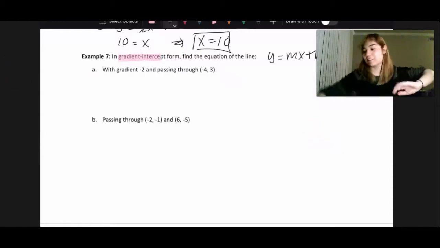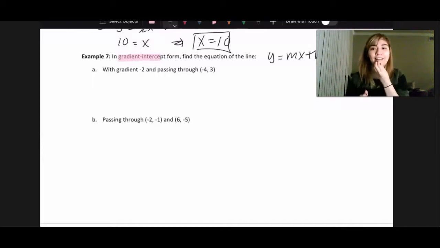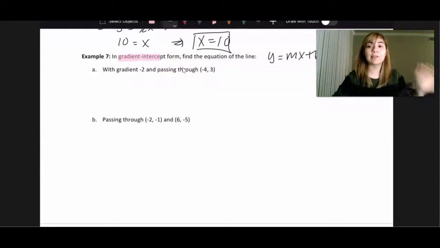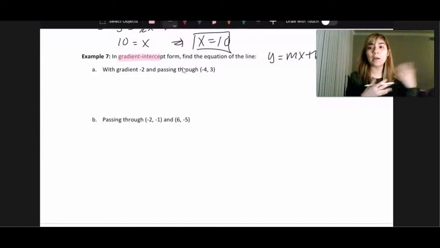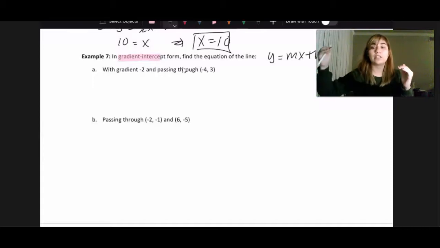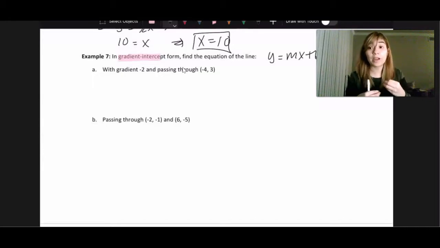Okay, it's finally charging. So, as I was saying, they give us a gradient and a point, so we can use point-gradient form, but then you will have to change it into gradient-intercept form. So you could use y minus y1 equals m times x minus x1, and then once you get it, transfer it into gradient-intercept form, or you can just plug everything into gradient-intercept form and solve for your y-intercept.